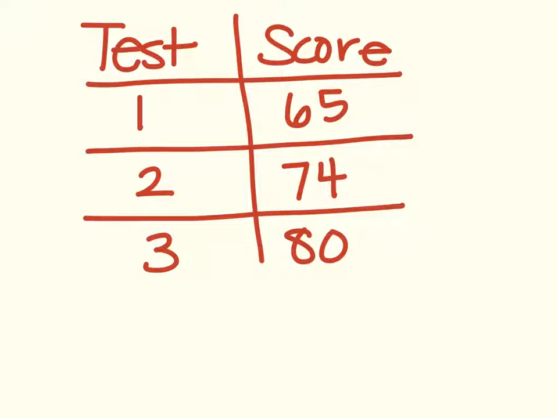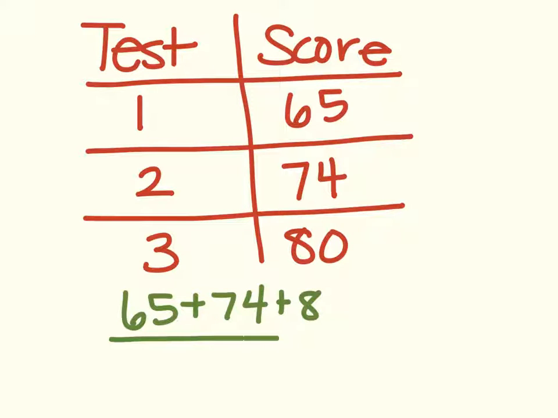Let's say we want to calculate the mean score that Aaron has gotten on 3 mathematics tests. On test 1, he scored 65 points. Test 2, 74 points. And on test 3, he scored 80 points. In order to find his mean score, we need to add the 3 scores together, 65 plus 74 plus 80, and then divide by the number of scores, or the number of tests, and that would be 1, 2, 3.